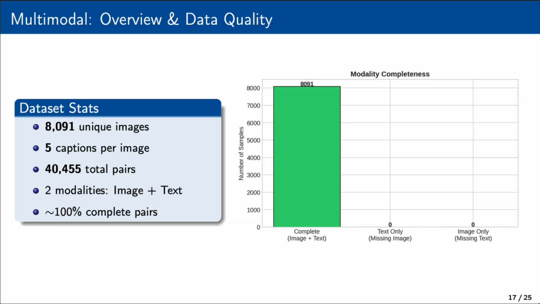For the multimodal section, we use Flickr8k, which contains 8,000 unique images, each paired with 5 crowdsourced captions, giving 40,000 total image-caption pairs. Modality completeness is essentially 100%, with no unpaired images or missing captions.